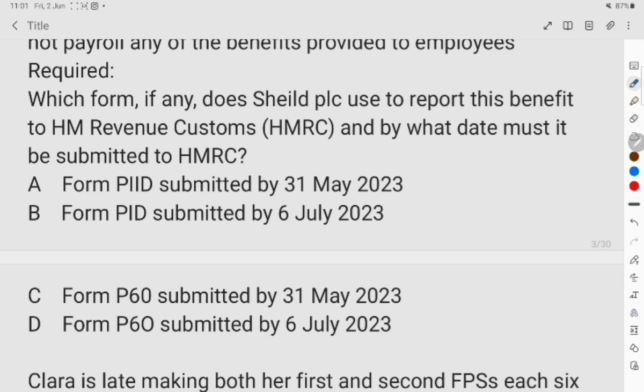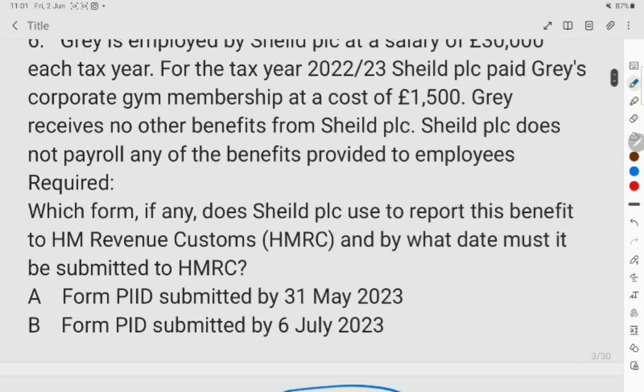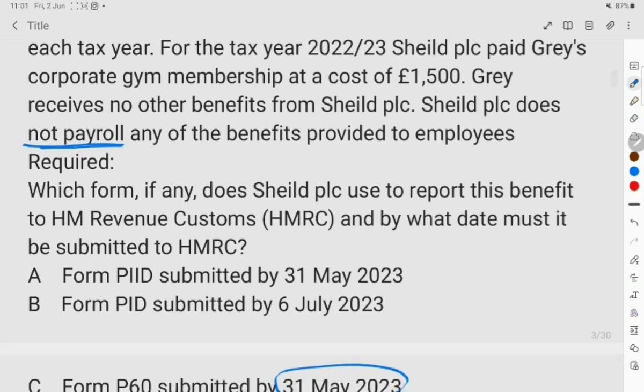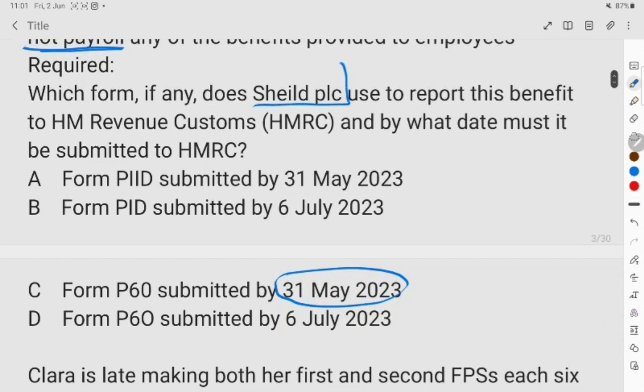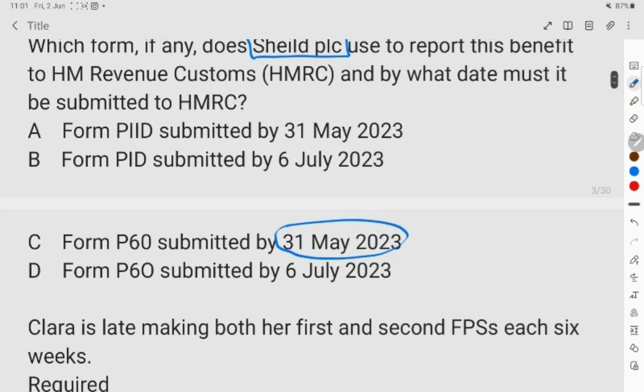So this is the rule to be remembered, that any taxable benefit which is not payrolled must be submitted by the employer in the form P60, and it should be submitted by 31st May 2023. So if an employee has been provided some taxable benefit, and that benefit is not payrolled, in that case the employer Shield company has to report this benefit to HMRC in the form named P60 by the date 31st May 23.